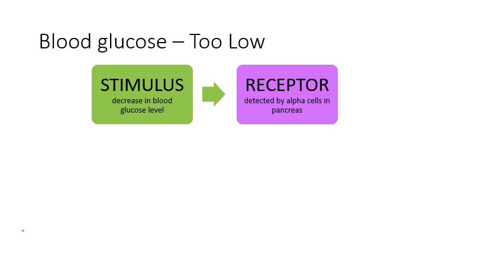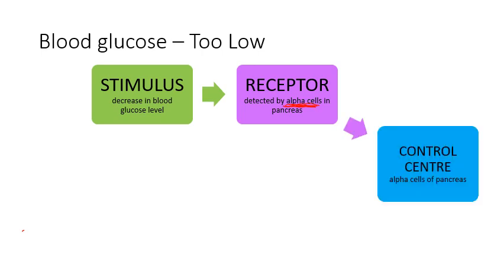So in the previous example, when our blood glucose levels were too high, we were looking at beta cells in the pancreas, so a specific cell type in the pancreas that detects when it's too high. This time it's a different cell type. It's alpha cells in the pancreas that are detecting when it's too low. Still doing the same thing, they're going to receive that signal as the receptor, and the control center, just like we talked about in the previous example, is still going to be the nucleus of those cells in the pancreas. So we're not sending it to the brain of the organism, we're sending that signal to the control center or the brain of the cell, which is our nucleus.